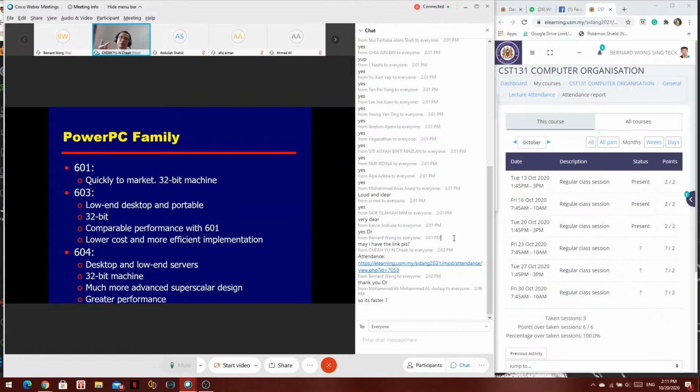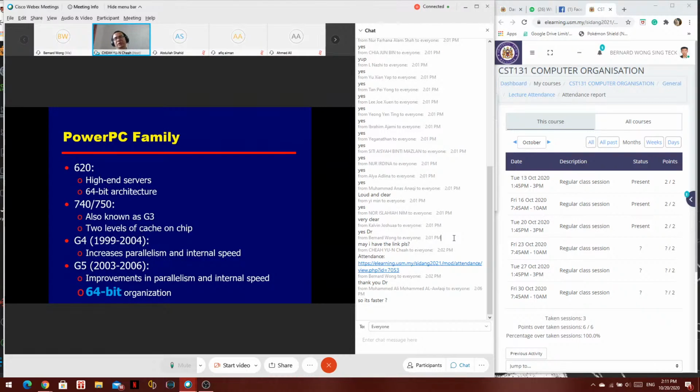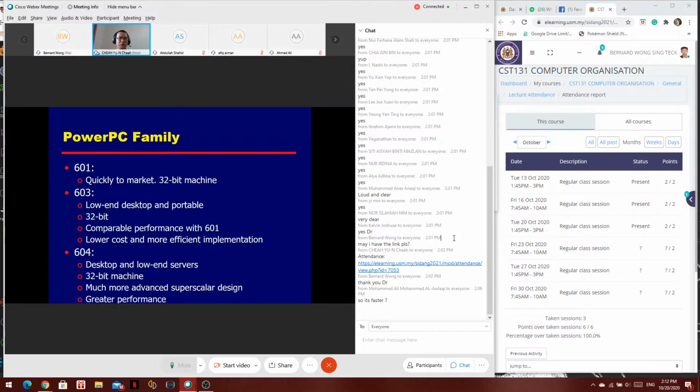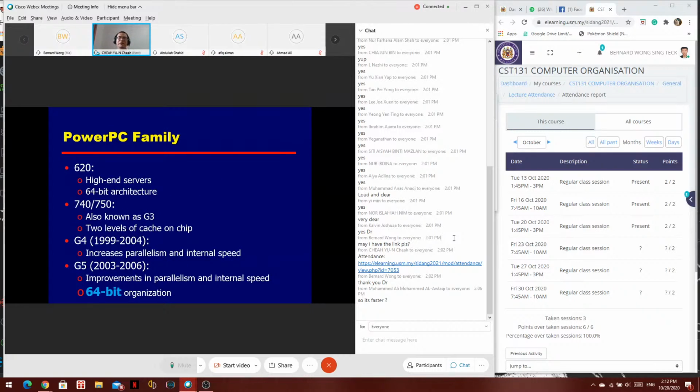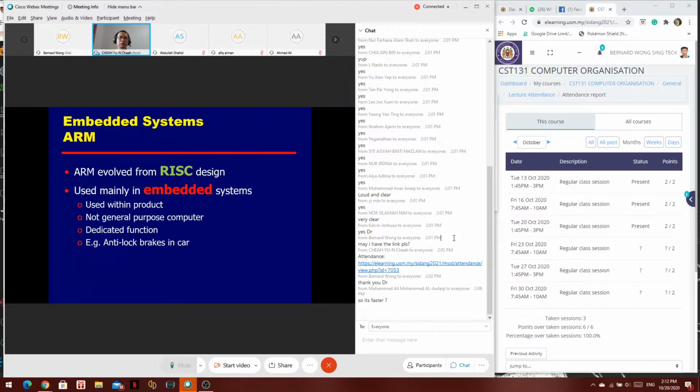Also predominantly a desktop kind of usage, and also for servers as well. Then eventually they also had processors for servers, and by that time the 620 were also 64-bit machines. After the 601, 603, 604, 620, they changed the series into the G series: G3, G4, G5. And even back then they were already using 64-bit architectures. All right, so that is the PowerPC.